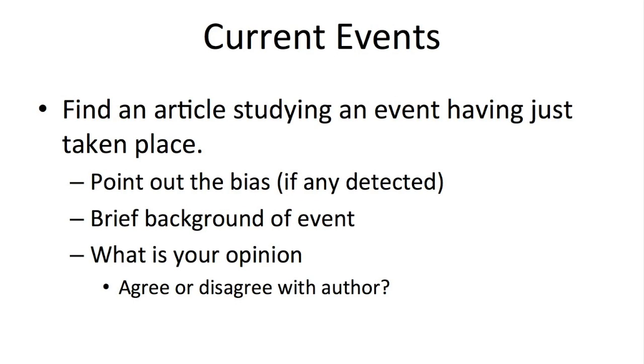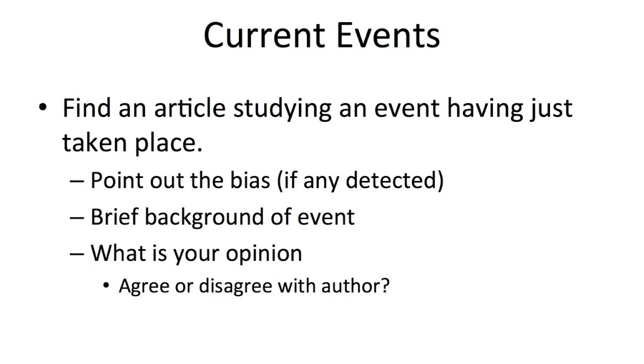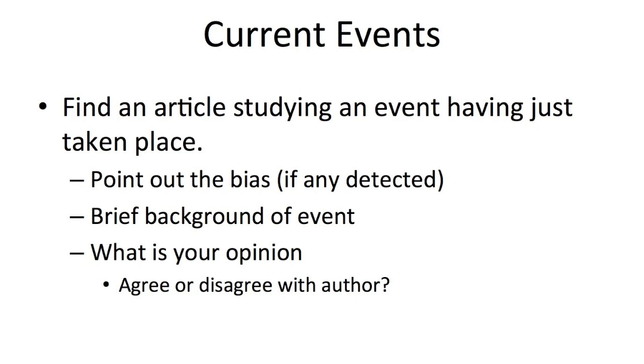The second way of earning participation points is through the presentation of a current event. Find an article studying an event having just taken place. Point out any of the bias that you can see throughout the article. Give a brief background of the event and any other context that you might think is necessary. In addition to these, let us know what your opinion is. Do you agree or disagree with the author of the article?